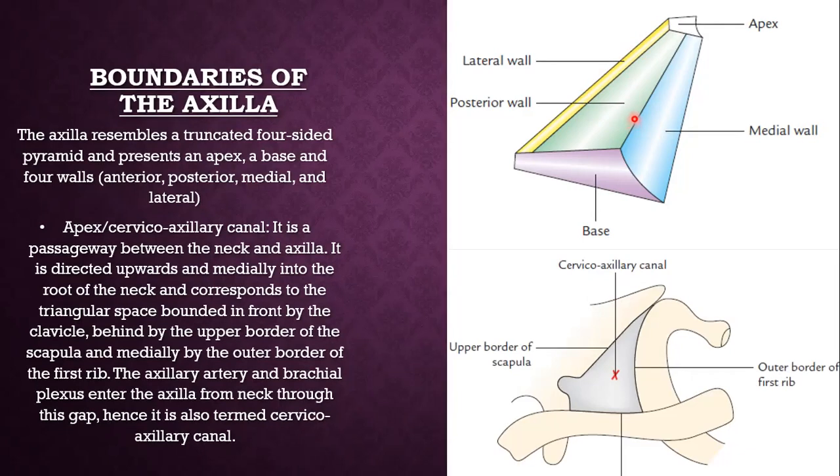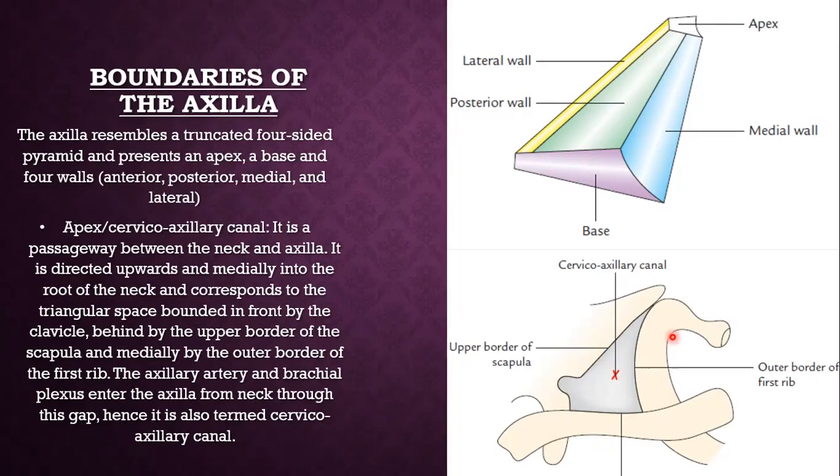So let's talk about the apex or the cervical axillary canal, which is a passageway between the neck and the axilla. It is usually directed upwards and medially into the root of the neck and corresponds to a triangular space. It is this triangular space here, which is bounded in front by the clavicle. Yeah, this is the clavicle. Behind, this is posterior, by the upper border of scapula. Then medially by the outer border of the first rib. Those are the boundaries of the apex.